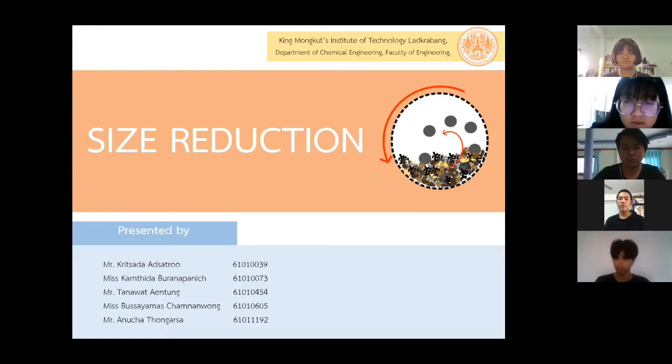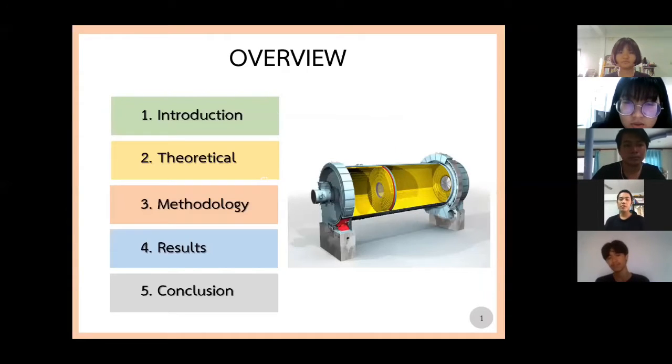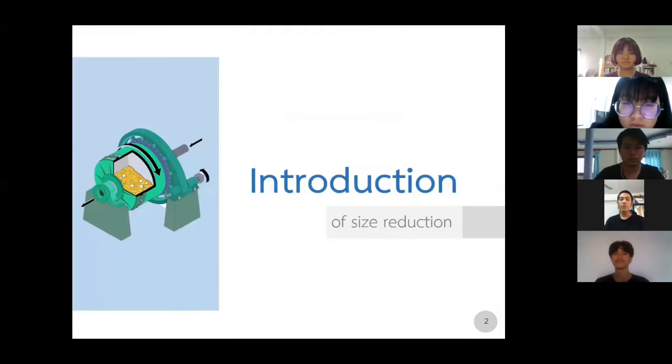Good afternoon, everyone. Today we will talk about size reduction. Overview. The topics on size reduction are introduction, theoretical, methodology, result, and conclusion. Okay, we start to talk about the introduction.